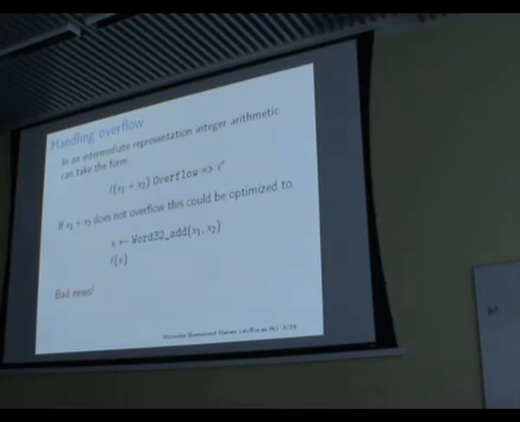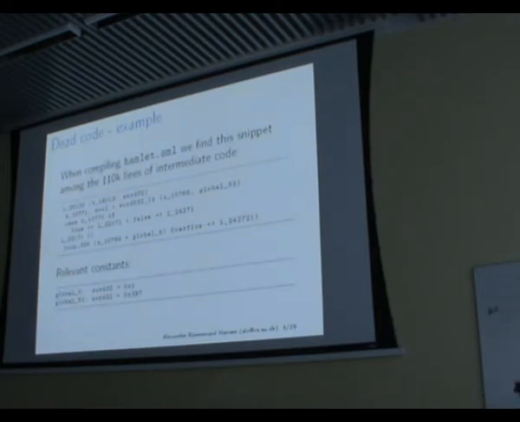We have some bad news. MLton produces suboptimal code regarding overflow checks. Here's an example. When compiling the Hamlet SML benchmark, we find this snippet among the 110,000 lines of intermediate code.